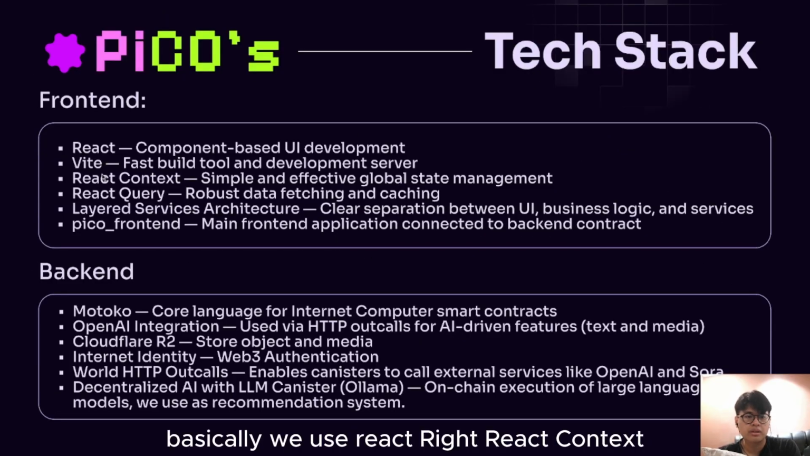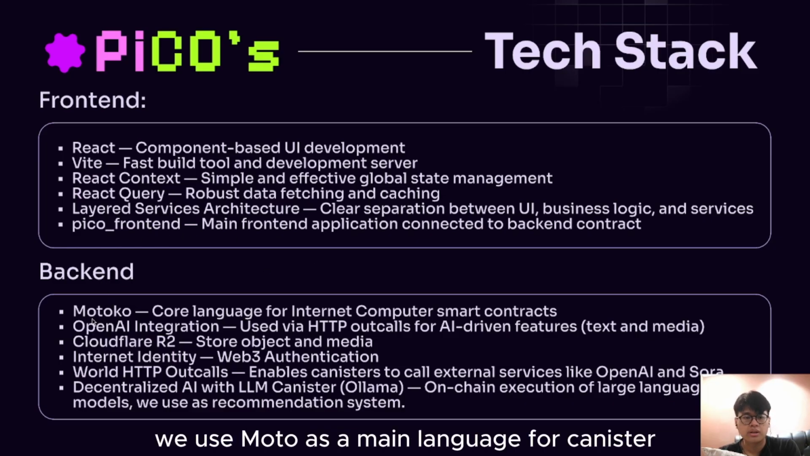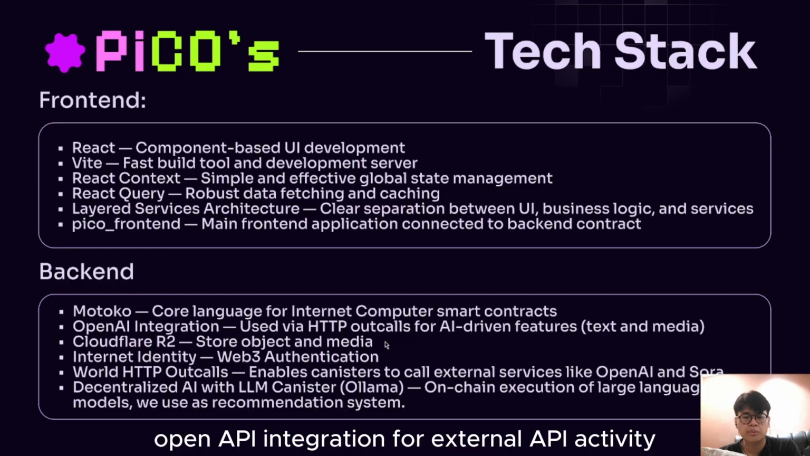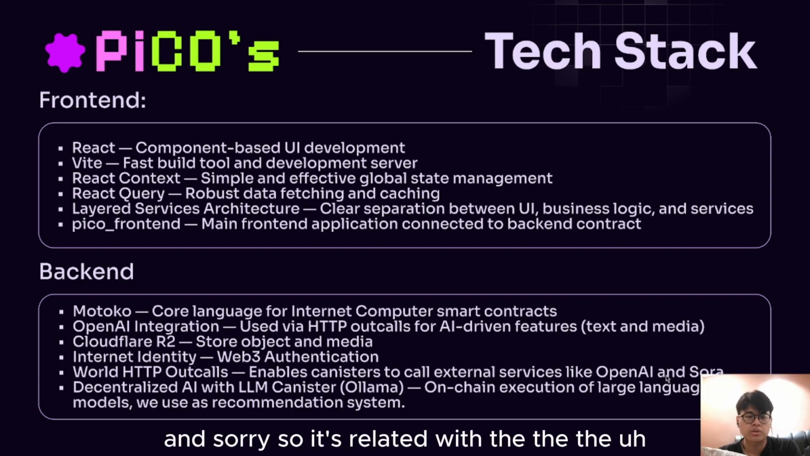Basically, we use React, Vite, React Context, and React Query, and for the architecture we use React Services, and then Pico for the smart contract. For the backend, we use Motoko as the main language for the canisters, and OpenAI integration for the external API, using HTTP outcalls for AI-driven features. We use it for text generation and some AI detection, then Cloudflare R2 for the CDN, and Internet Identity for authentication. The HTTP outcalls using OpenAI are related to the AI integration.